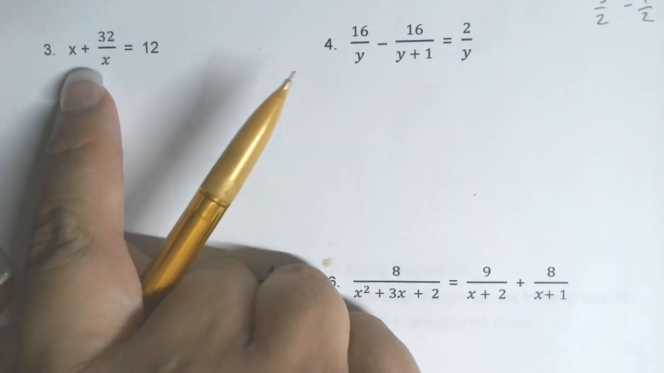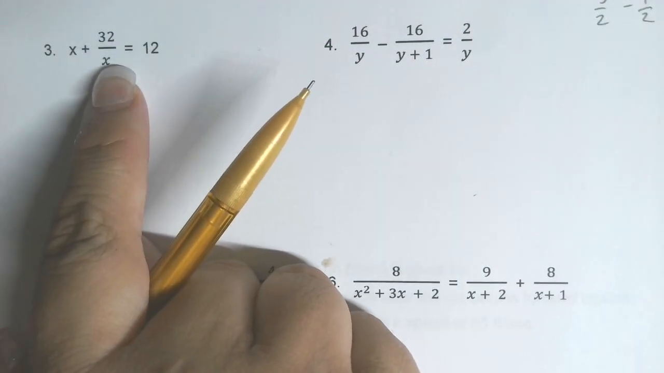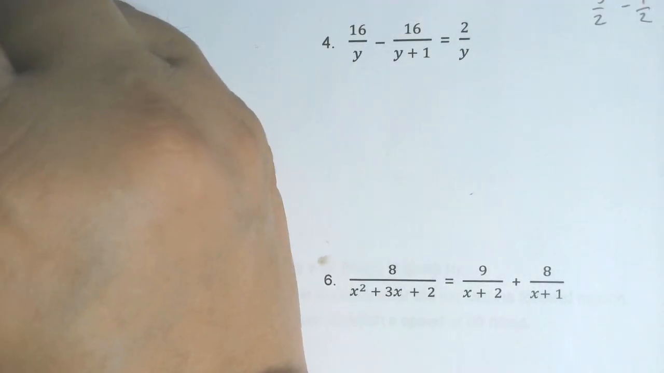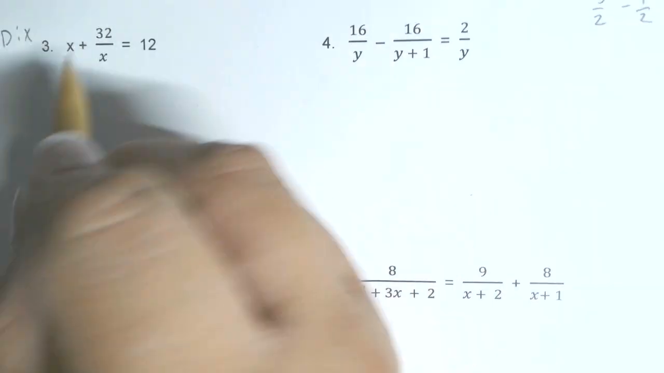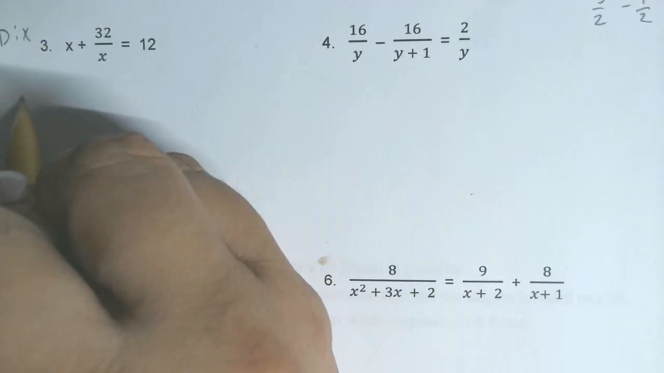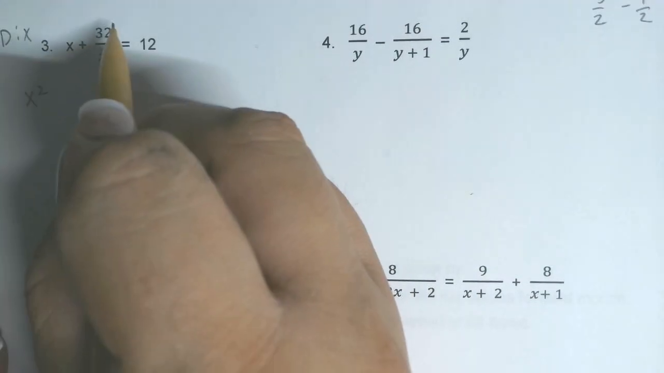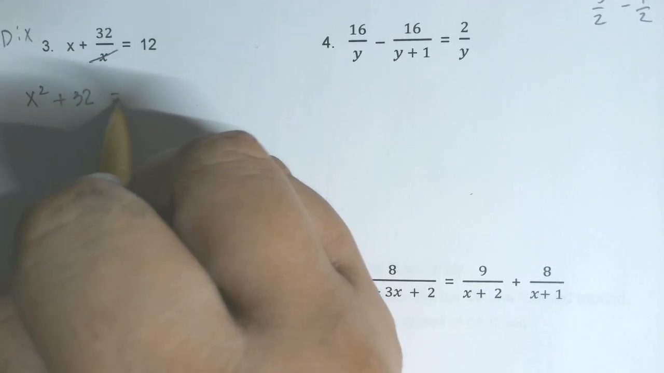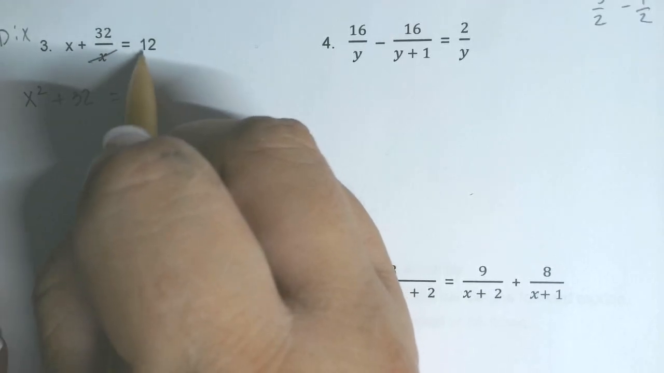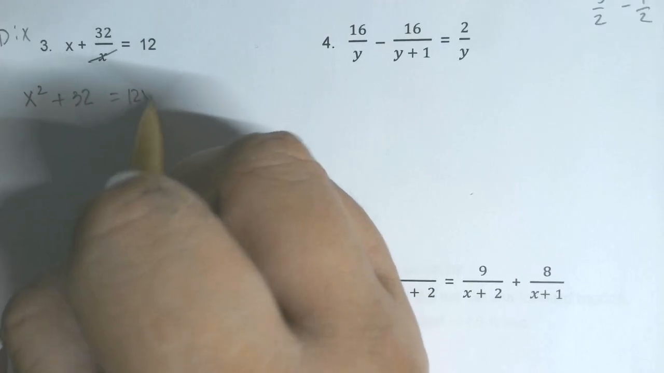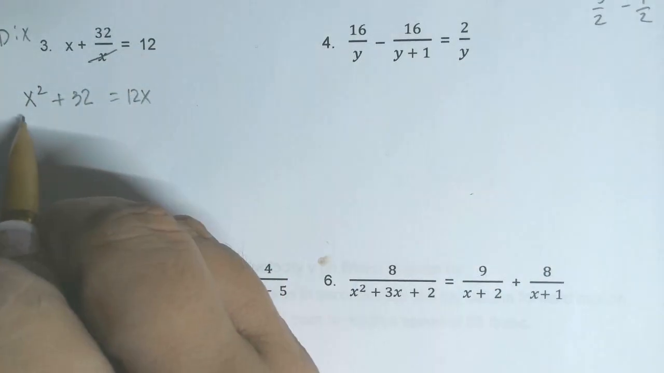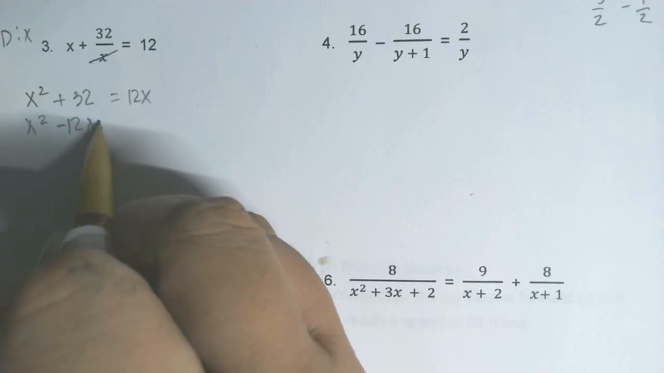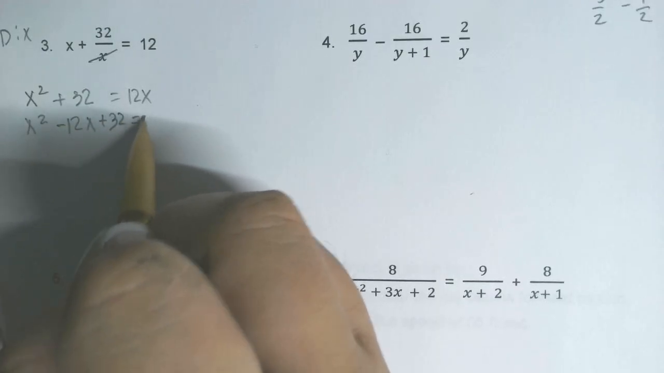Okay, so for this one, we have the common denominator as x. So common denominator is x. This doesn't have an x, so it becomes x squared. This one has an x, so it goes away. Plus 32 equals 12. That doesn't have an x in the denominator, so it becomes 12x. So I'm left with x squared minus 12x plus 32 equals 0.